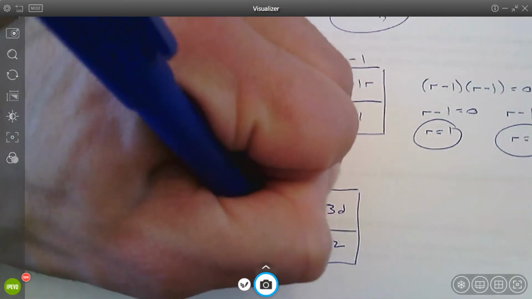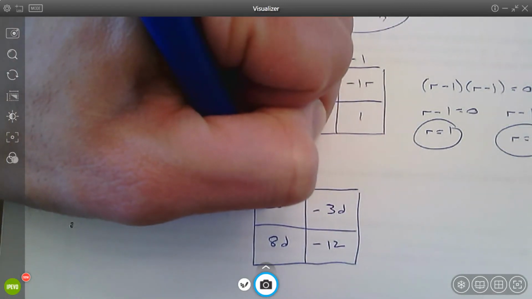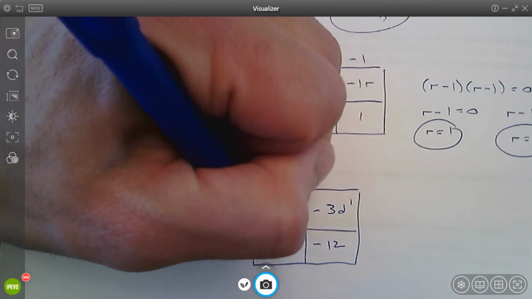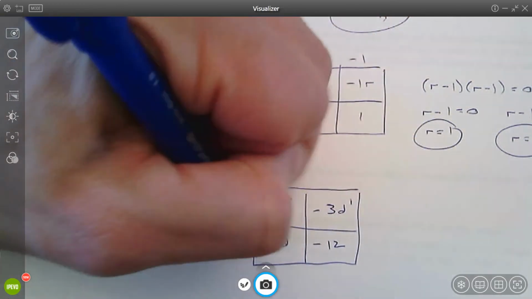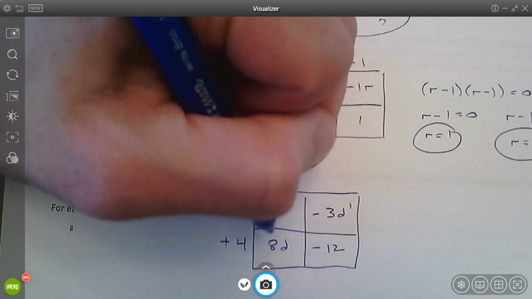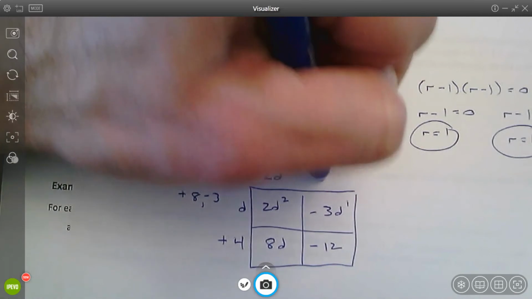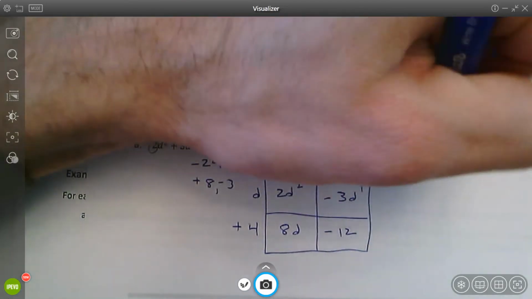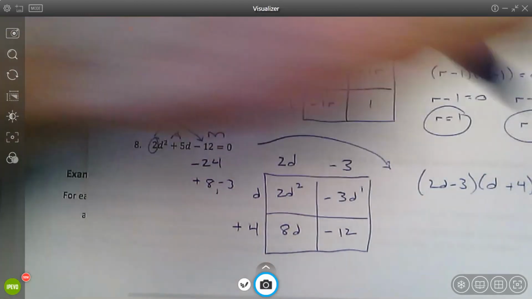3d plus 8d. Now I'm just finding greatest common factors. 2, 3 is not divisible by 2. I take the smallest exponent for the variable. 8, 12 is not divisible by 8. 4 is the next highest factor that goes into 8. 12 is divisible by 4. Here, 2, 8 is divisible by 2. And I take the smallest exponent for the variable. 3, 12 is divisible by 3. So I bring the sign with it. So this is going to factor to 2d minus 3 times d plus 4 equals 0.